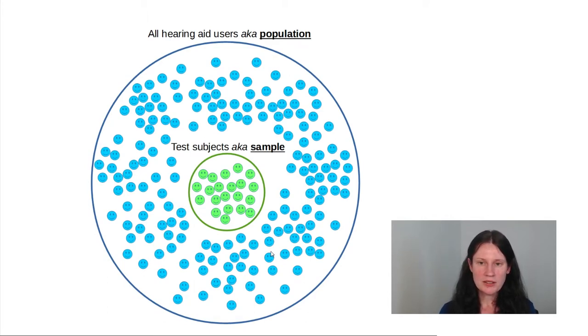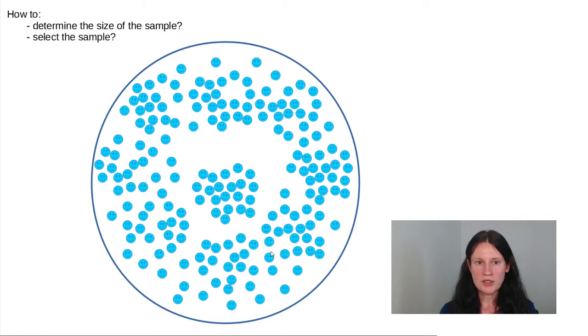When we are designing a study, we need to answer two questions. What will be the size of our experimental sample? In other words, how many people will we invite for an experiment? And also, how do we go and select these individual people once we have decided that, for instance, we want to invite 21 persons for our experiment?